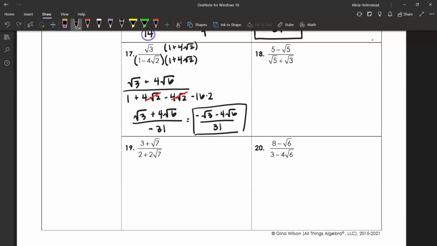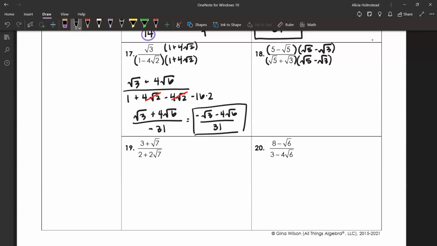Alright. Let us do one more, and then you guys have seen everything. And we'll call it a day. So let's go ahead and multiply by the conjugate here, which is the square root of 5 minus the square root of 3. Careful with those parentheses in your multiplication.